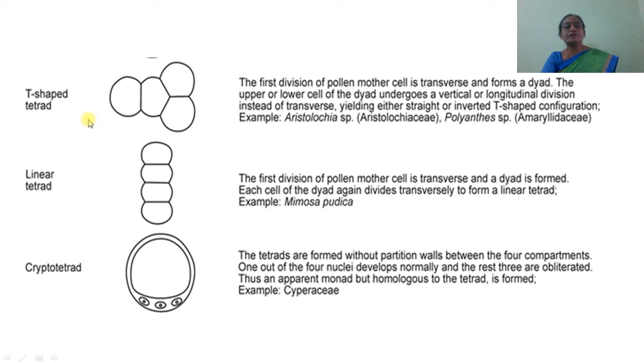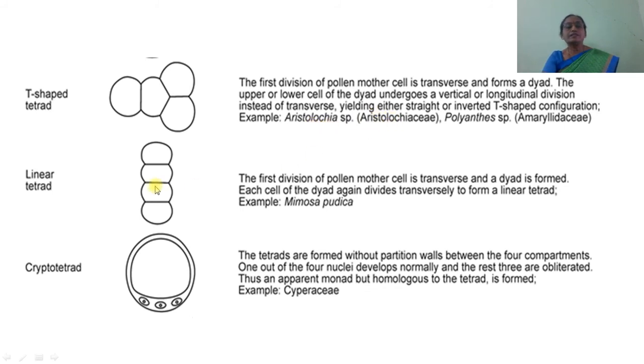Then the T-shaped pollen tetrad. The first division of the pollen mother cell is transverse and forms a dyad, and the upper and lower cells of the dyad undergo a vertical or longitudinal division instead of transverse, yielding either a straight or inverted T-shaped configuration. An example is Aristolochia species of family Aristolochiaceae.